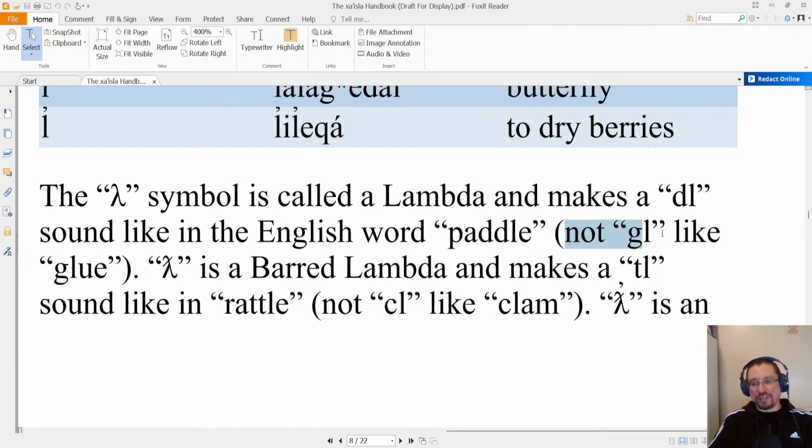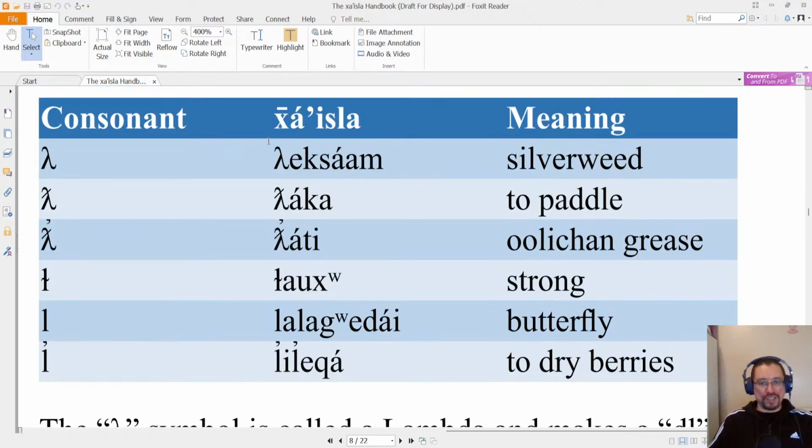In the brackets here, this is very important. It's not a GL sound like the word glue. So this is not gliksam, like a GL, it's gliksam. So gla instead of gla. If you listen closely, you should be able to hear the difference between gla and gla.